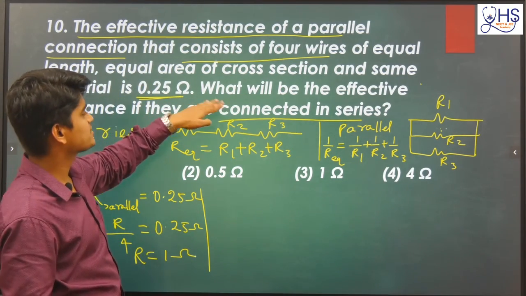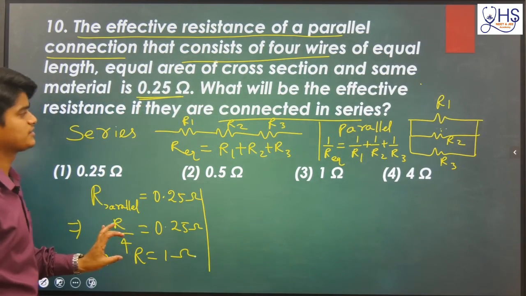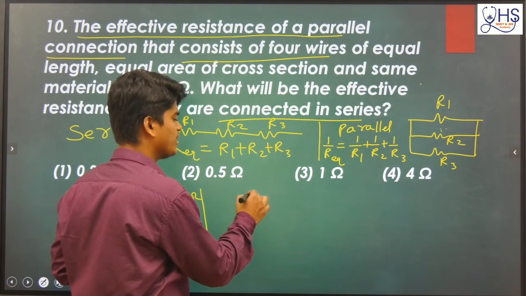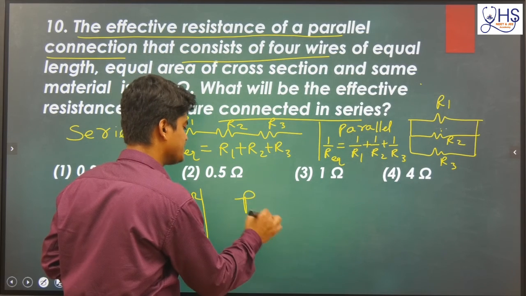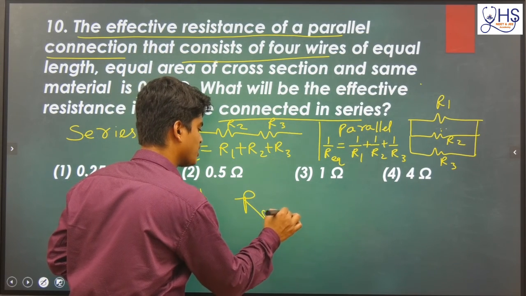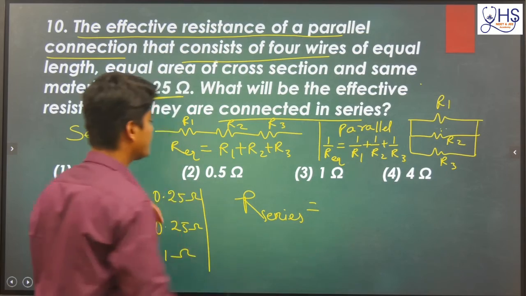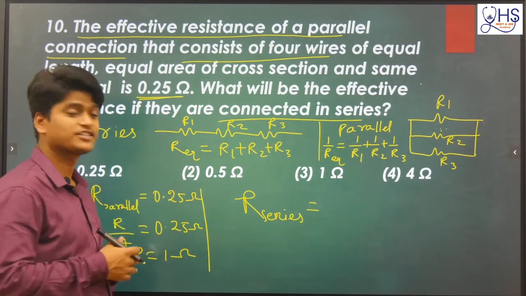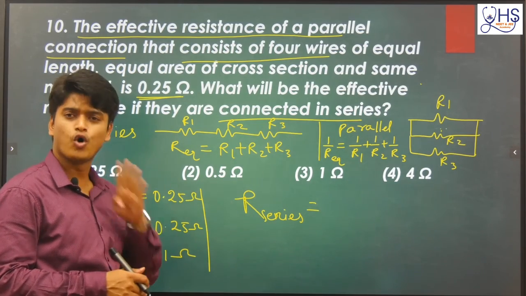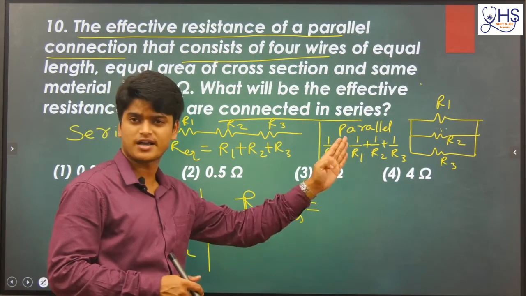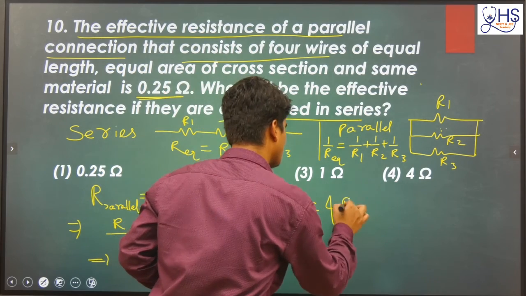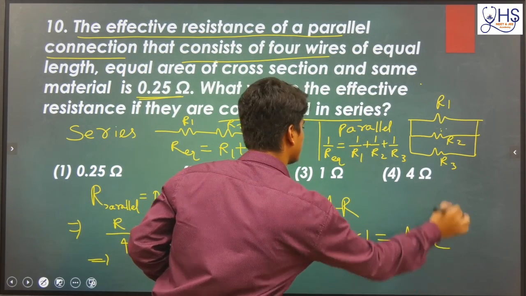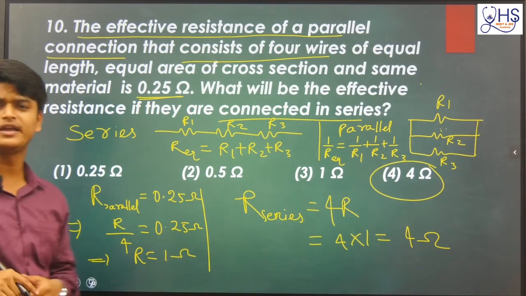In the second case they are asking, if you connect this same resistor in series, then what will be the equivalent resistance? Now if I connect 4 resistors in series, definitely you know you have to add R1 plus R2 plus R3 plus R4. If equal resistors are there, then it will be R plus R plus R plus R, so it will be 4R. So definitely you can write 4 times 1, that will be 4 ohm. So your answer 4 will be correct.